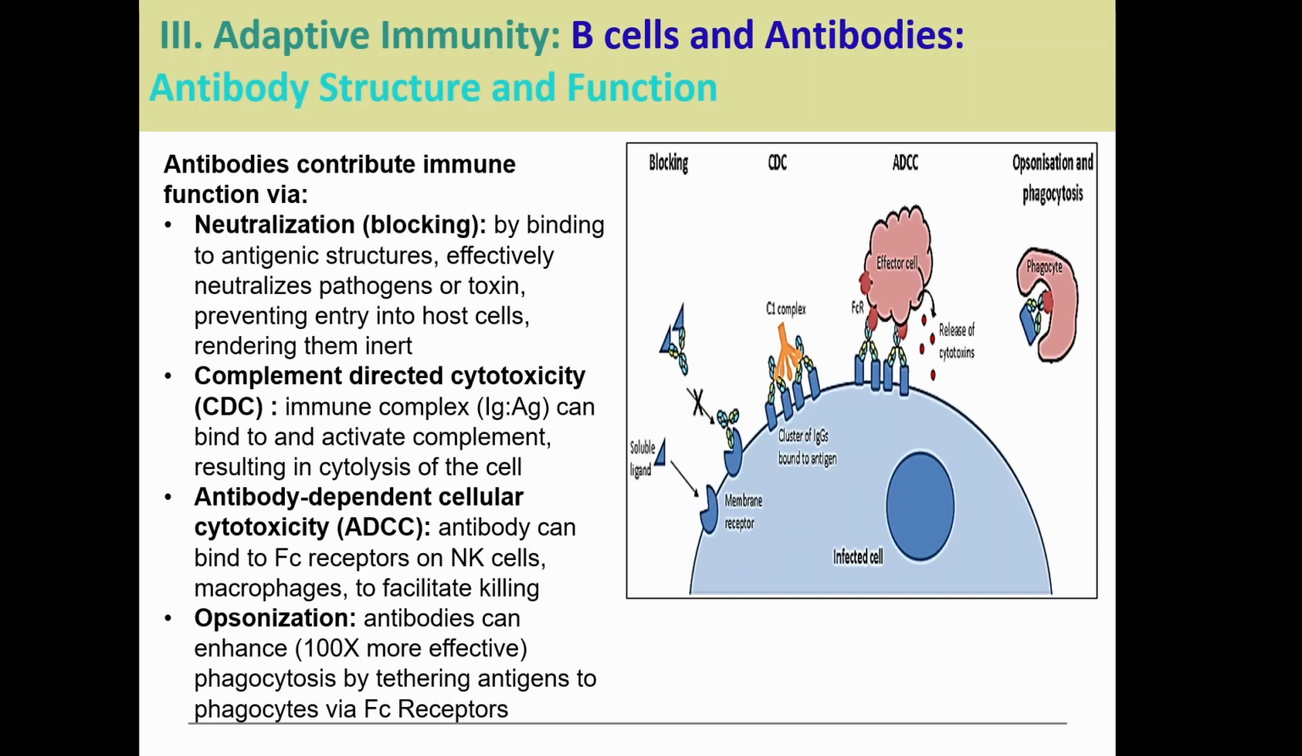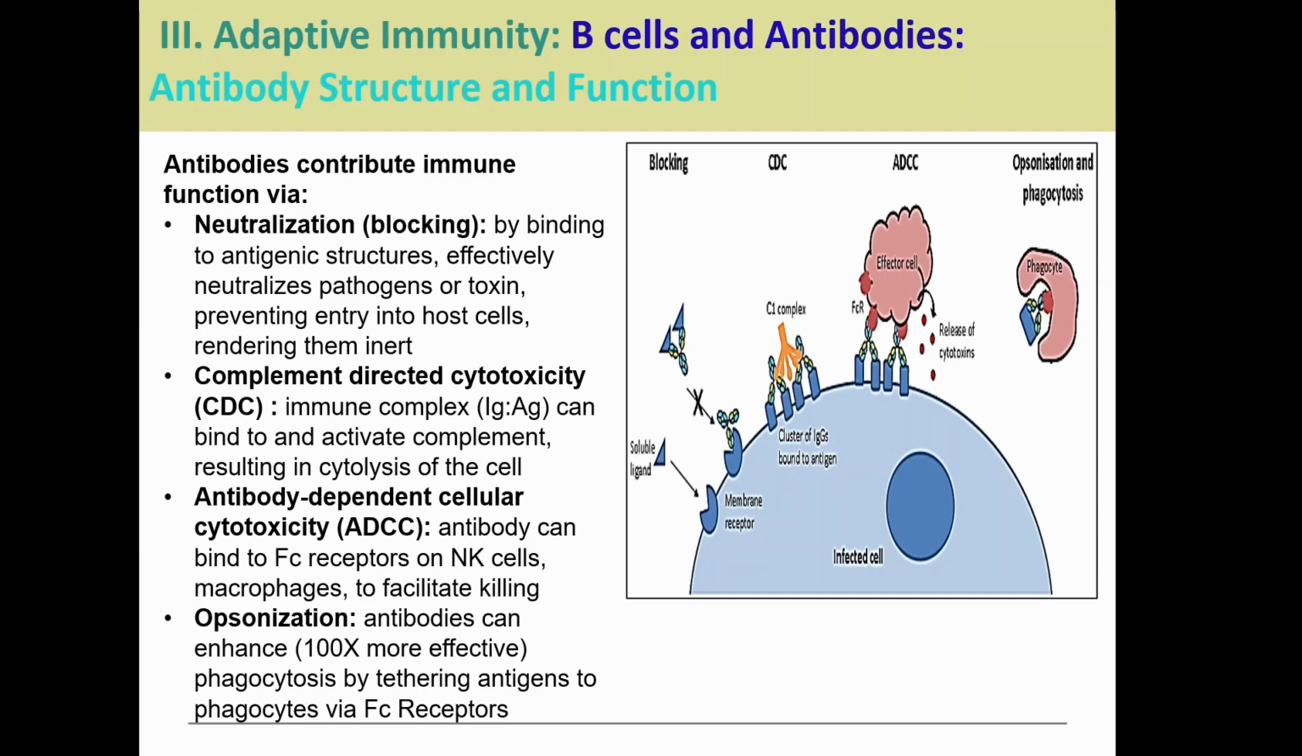We can also use the complement-directed cytotoxicity, right? Basically bind to and activate the complement. Complement proteins come in, they form that complex, they punch holes into the cell, it bursts because fluid rushes in. There's also antibody-dependent cellular cytotoxicity. The antibody binds, right, to the receptors on natural killer cells, which then helps those natural killer cells or the macrophages kill the cell that is infected or the pathogen.